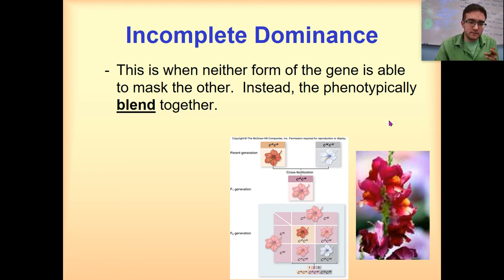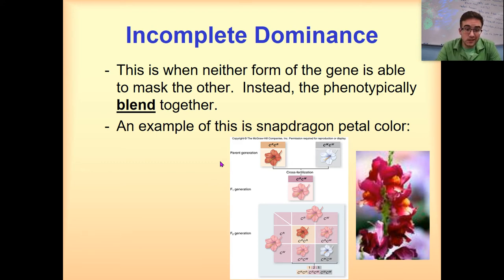So imagine in flowers, okay? We have red and white flowers, like roses. In roses, we have red and white roses. Well, if you cross a red and a white rose, you get a pink flower. So what happens in incomplete dominance is that the phenotypes blend together. So we don't see either the red or the white. Instead, we see pink. With incomplete dominance, the phenotypes blend together and we don't see either red or white.